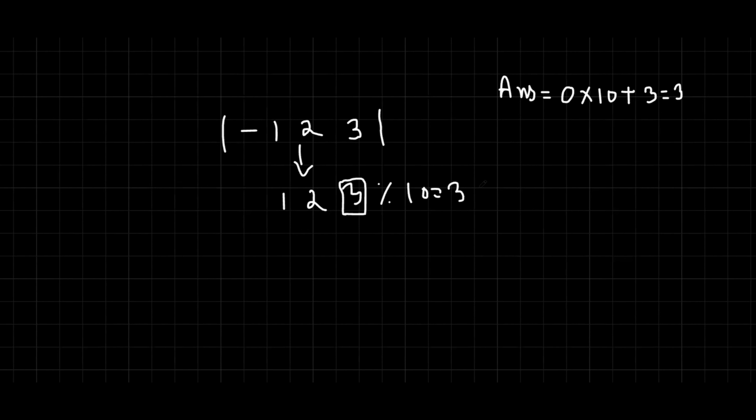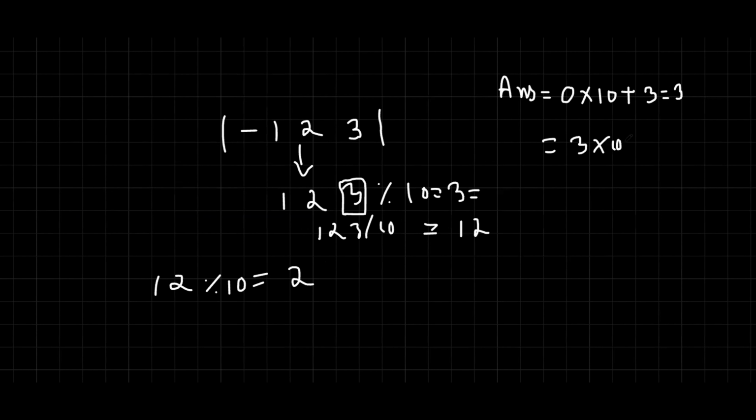Now 123 will become 123 divided by 10, which is 12. Okay, now it is 12 and the answer value is 3. So here 12 modulus 10 will be 2. So here the answer will be the current answer, which is 3 multiplied by 10 plus 2, which is 32.